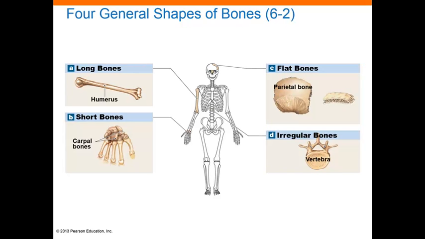On the right-hand side, you can see flat bones is the next category, the next shape. These are typically very broad, like the bones that make up the skull or the cranium, and perhaps the scapula as well. And the last type of shape are irregular bones. And these are usually very complex in shape, and the vertebrae are a great example of an irregularly shaped bone.